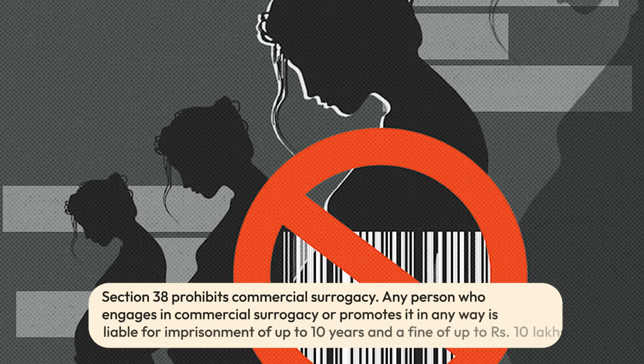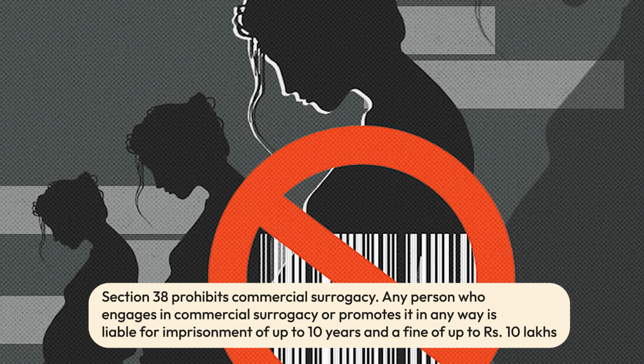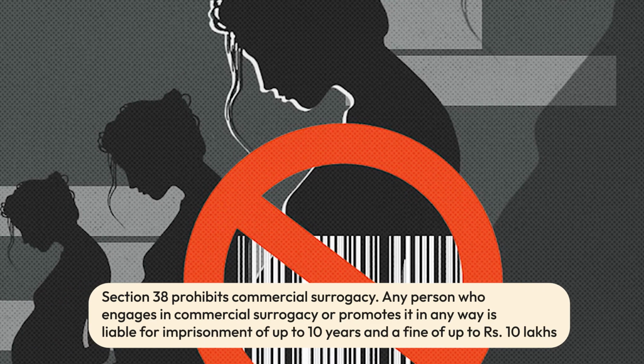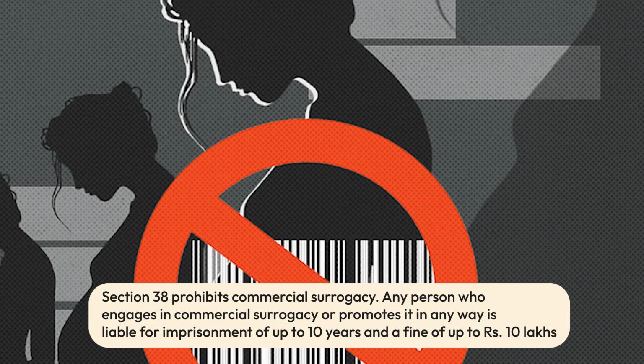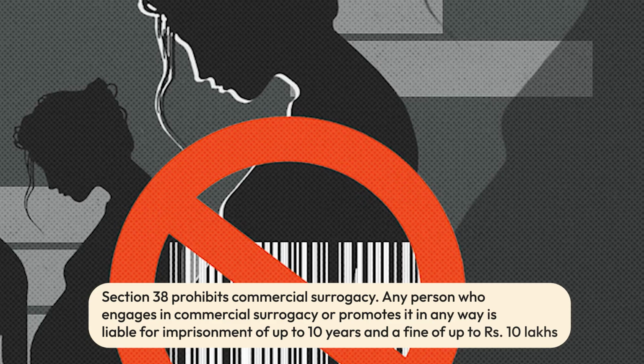Chapter 7 of the Act prescribes penalties for various offences under the Act. Section 38 of the Act prohibits commercial surrogacy. Any person who engages in commercial surrogacy or promotes it shall be liable for an imprisonment of up to 10 years or of a fine of Rs 10 lakhs.